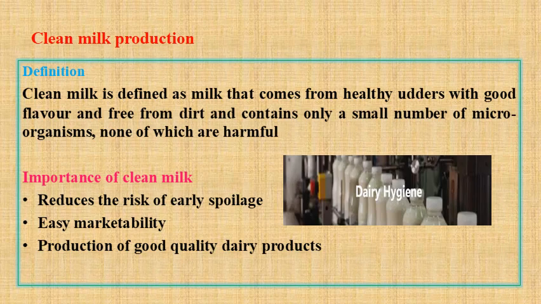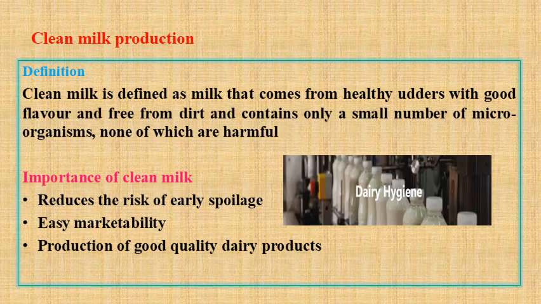Clean milk is defined as milk that comes from healthy udders of cows with good flavor and free from dirt, and contains only a small number of microorganisms, none of which are harmful. The importance of clean milk: it reduces the risk of early spoilage. That means if the raw milk is clean, then we can store it longer, or it will not get affected till it reaches the collection center or cooling center. It will have more time before spoilage.